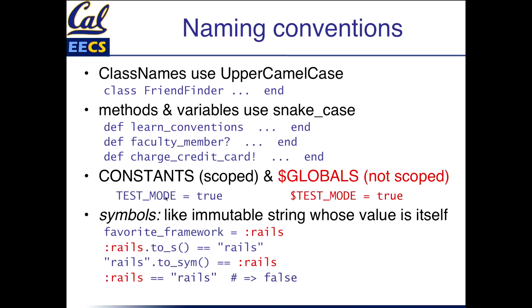Usually constants are in all uppercase, all upper camel case. There are globals, but we know globals are terrible, so we're not going to use them. And there are symbols. This is probably one of the first hang-ups people get if they've not come from a language that has the concept of a symbol.